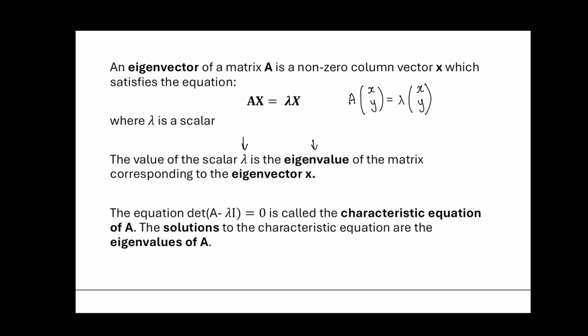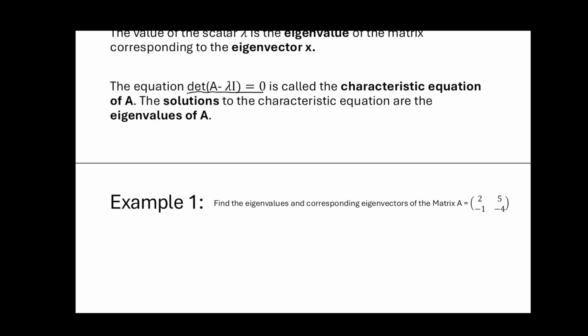To work out the eigenvalues, we need to use something called a characteristic equation, and this is that det(A minus lambda I) is equal to 0 is the characteristic equation. And when we solve this characteristic equation, we get the eigenvalues of A. Of course, this is a lot of words, so if we look at an example: find the eigenvalues and corresponding eigenvectors of the matrix A, which is (2, 5; minus 1, minus 4).